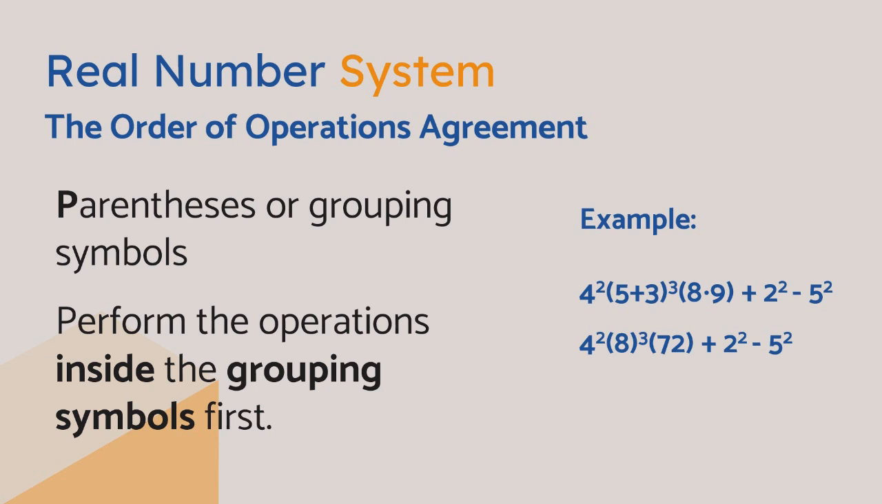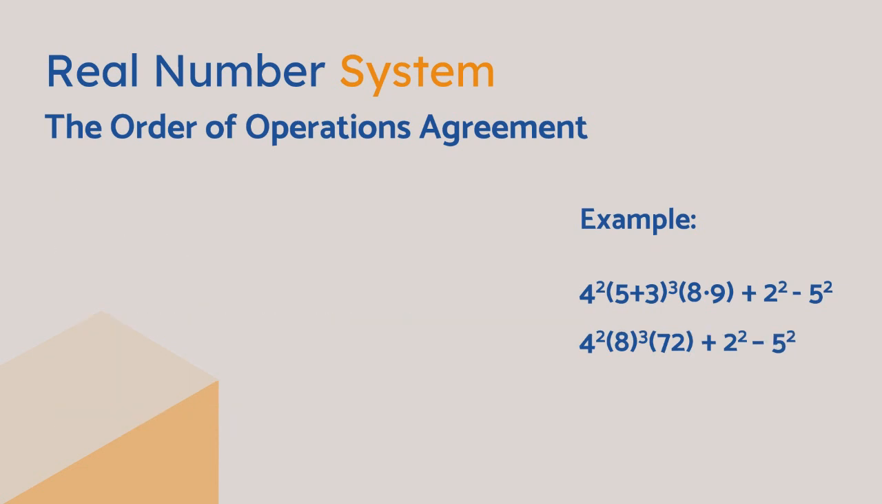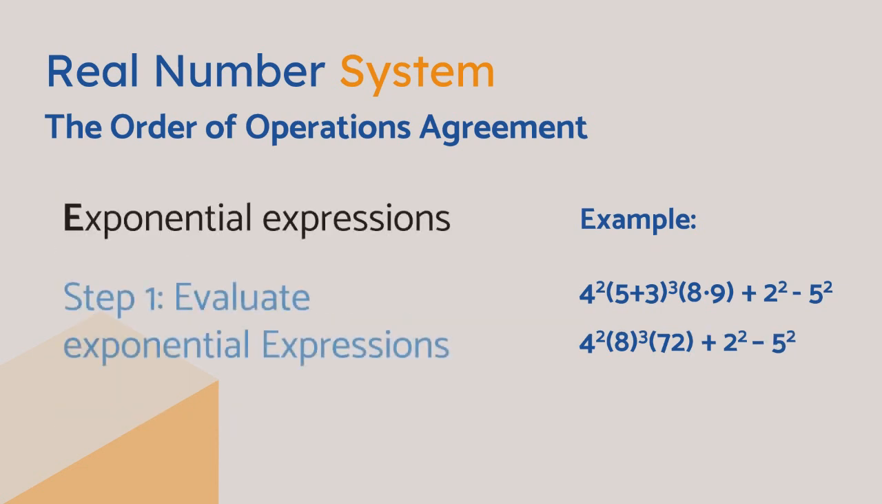After the P, we can proceed with the E, and the first step begins with the E, the exponent. So step 1, for exponential expressions, evaluate exponential expressions. The exponential expressions are 4 squared, we have 8 cubed here, we have 2 squared, and 5 squared. We need to evaluate those.